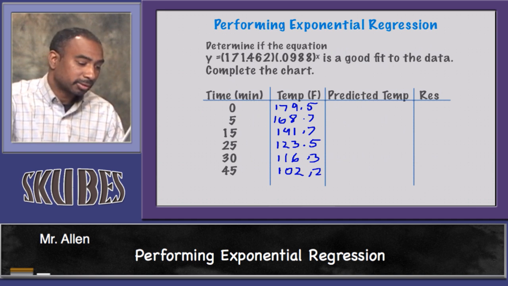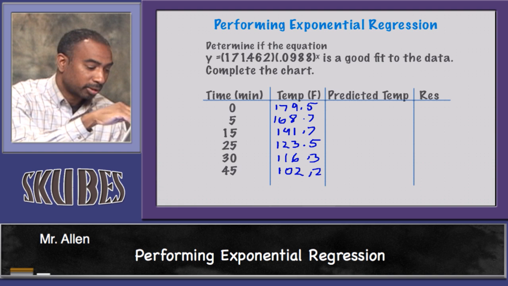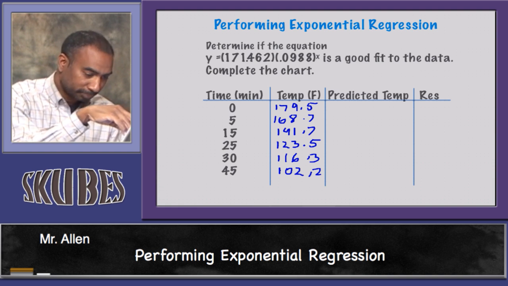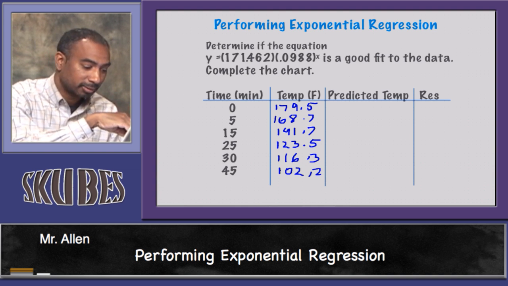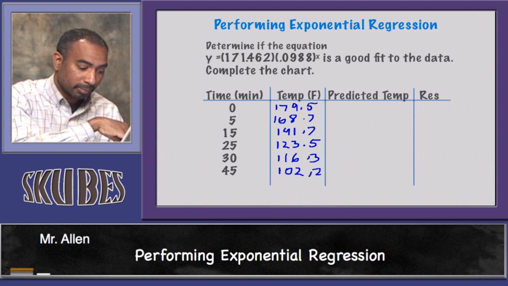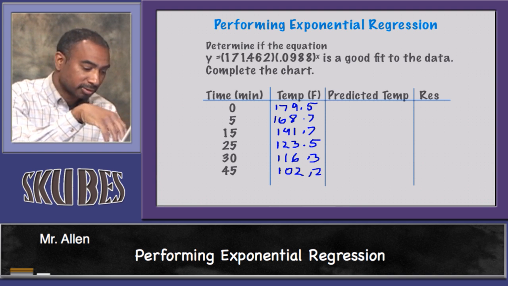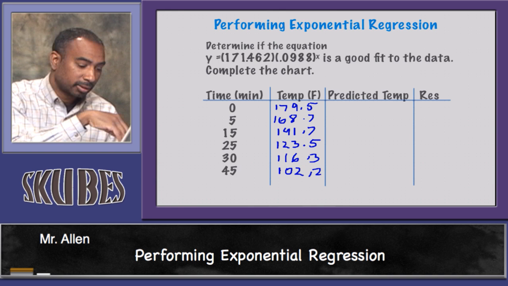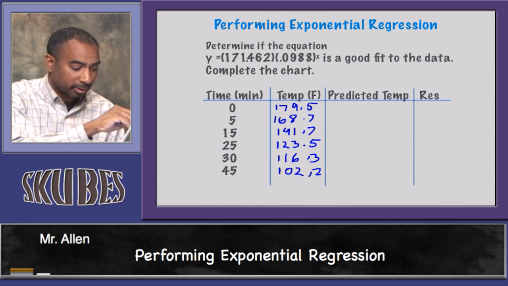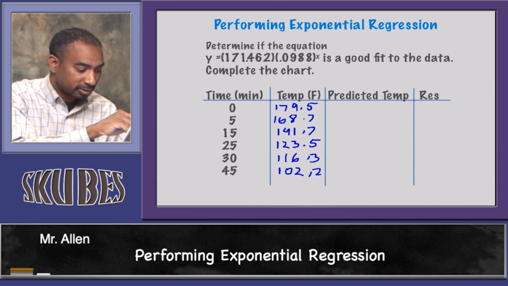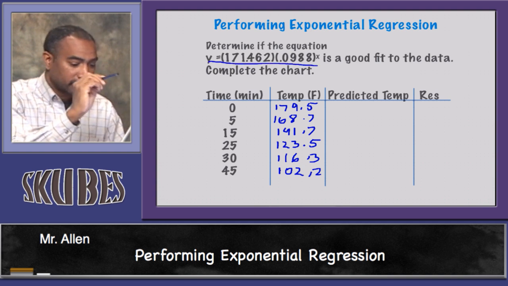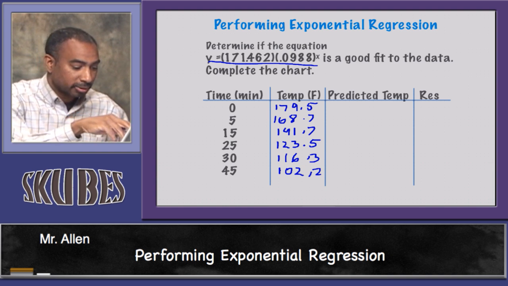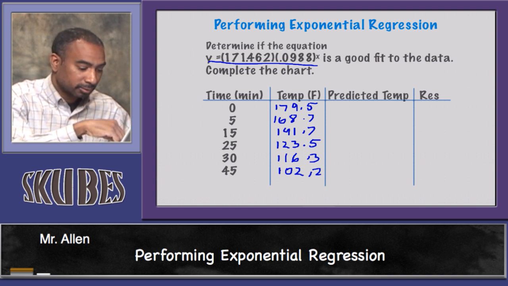All right, determine if the equation y equals 171.462 times 0.0988 to the x power is a good fit to the data. Complete the chart. This information comes from the last table, and we're going to plug in these values for the time into this particular function, the predicted temperature, and then we're going to subtract the difference from the actual temperature. These are the actual temperatures from the coffee.